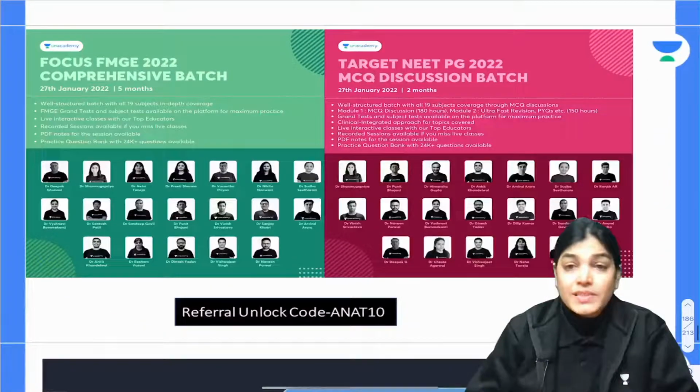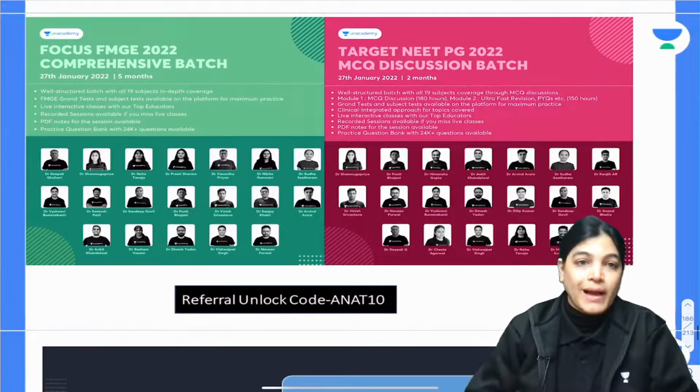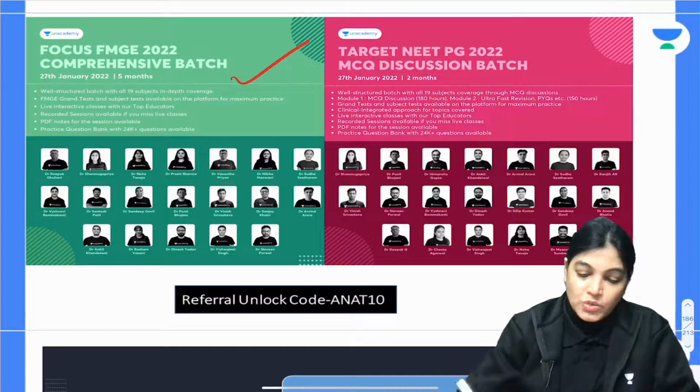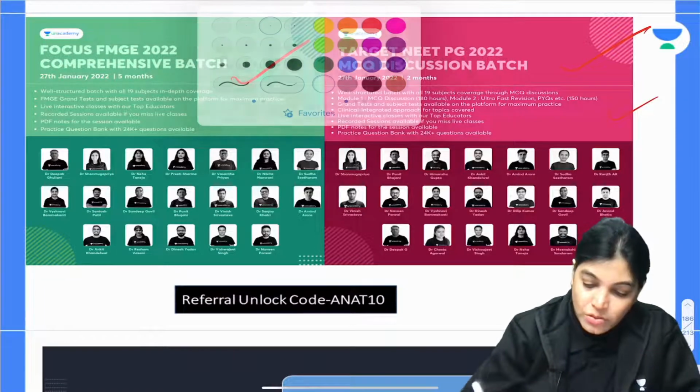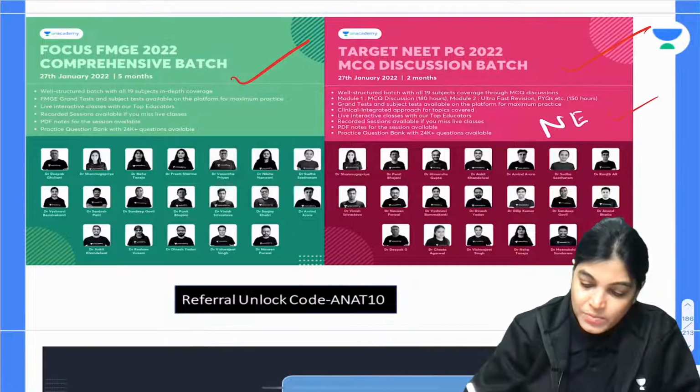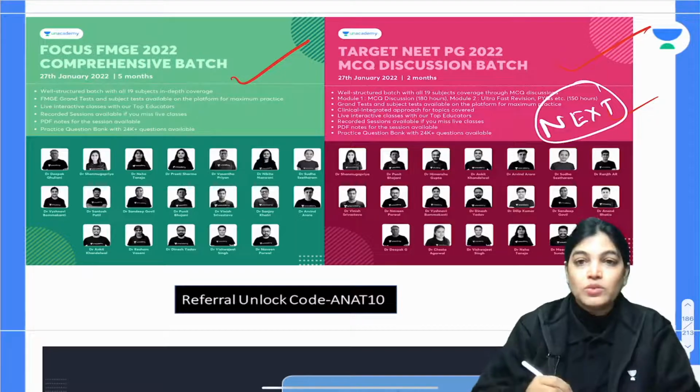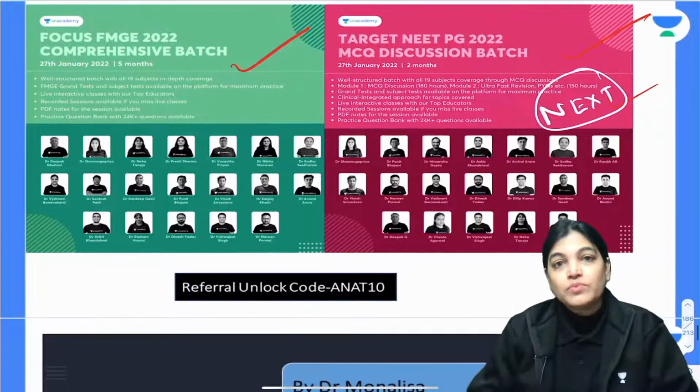Now, what are the batches which are going on and started right now? The two batches, Focus FMG batch 22 and Target NEET PG 22 batch, that is also targeted for the next exam. So the aspirants who are in the first year MBBS, what I want to tell you is that you have to start your preparation for NEXT right now.